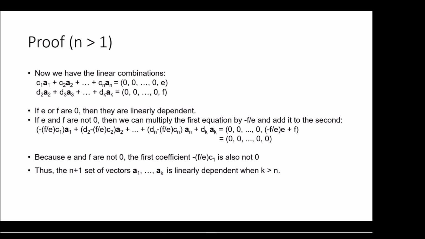And we have now proven in all cases that a set of vectors will be linearly dependent when the number of vectors is greater than their dimension. And we will now show some two-dimensional vectors to demonstrate this proof.